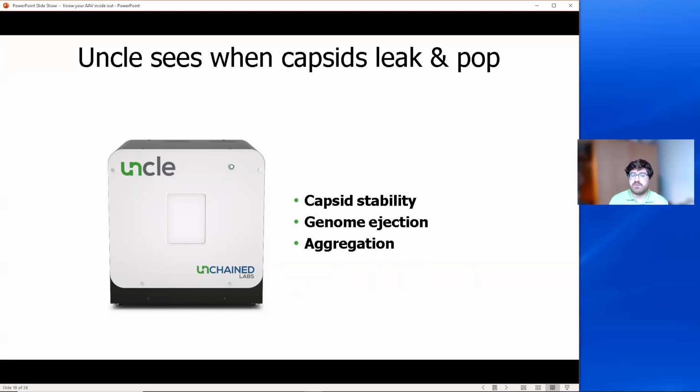Uncle is able to deliver results on aggregation and 2 different looks at viral capsid stability in about 2 hours with 9 microliters of sample for up to 48 samples at a time.